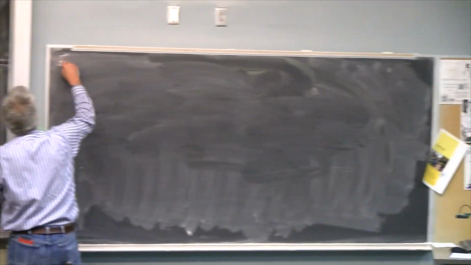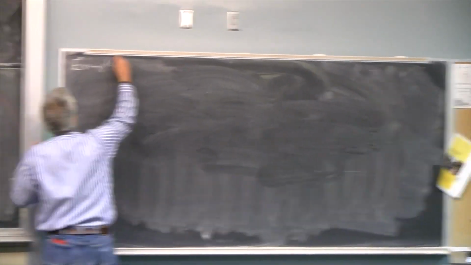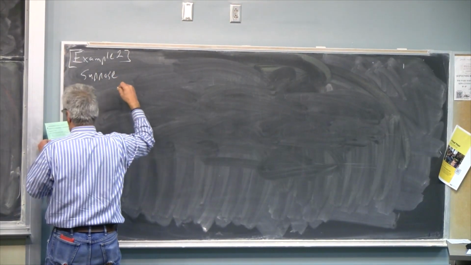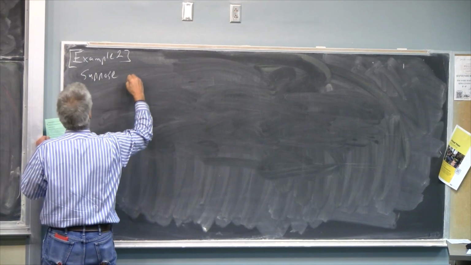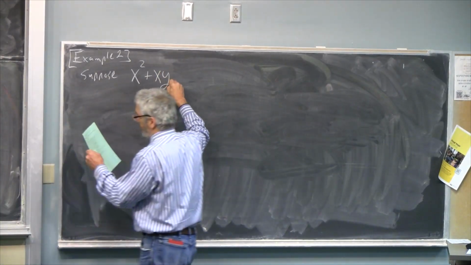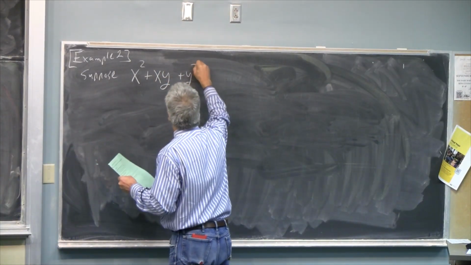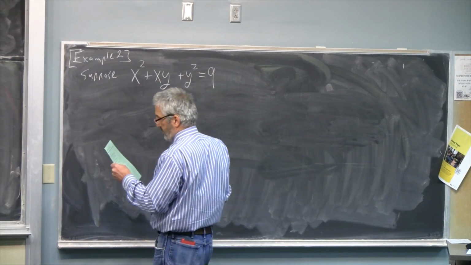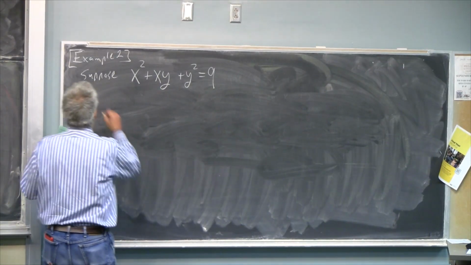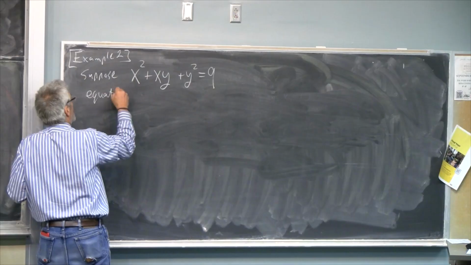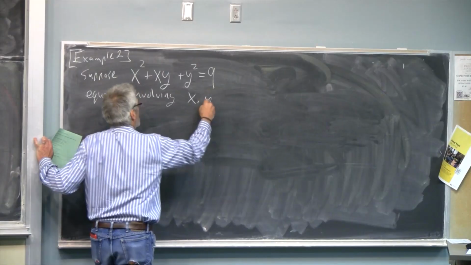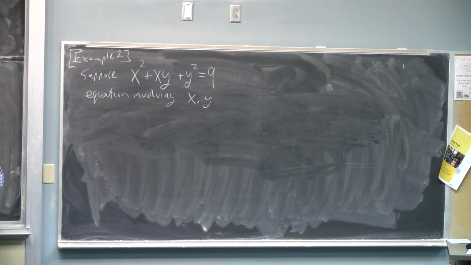All right, example 2. Suppose x and y are related by this equation. x squared plus xy plus y squared equals 9. Now notice that also cannot be solved for y in terms of x, since it's an equation involving x and y.